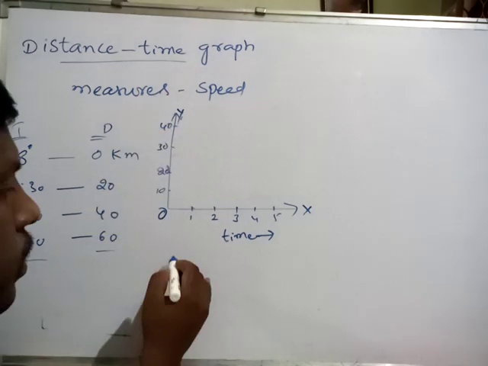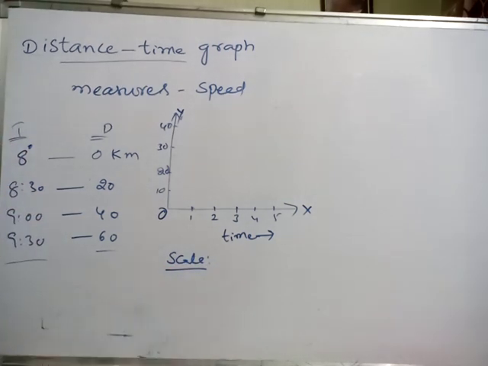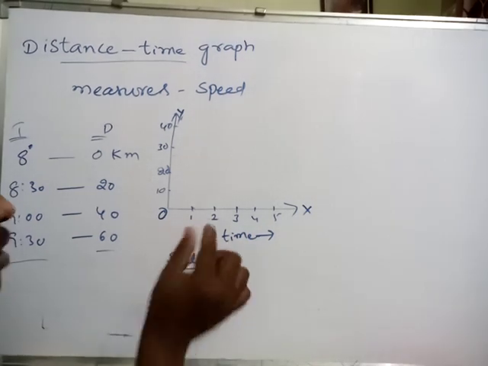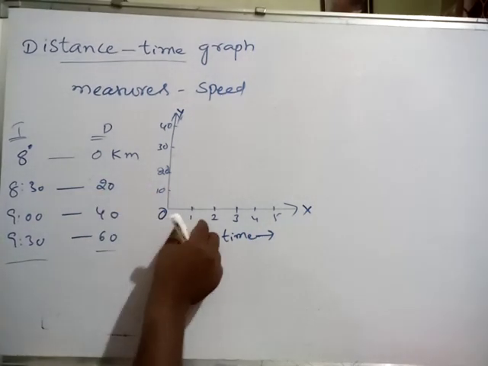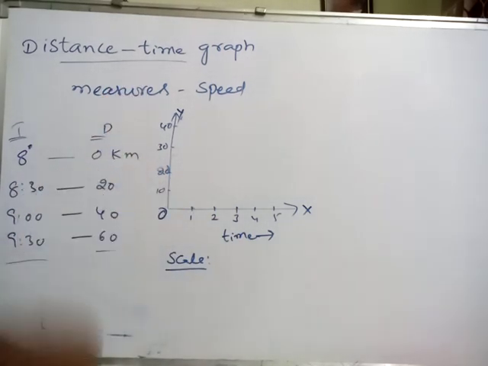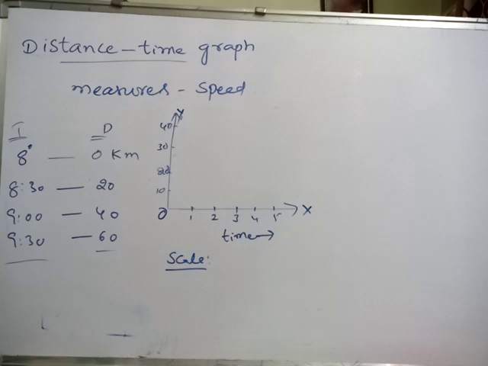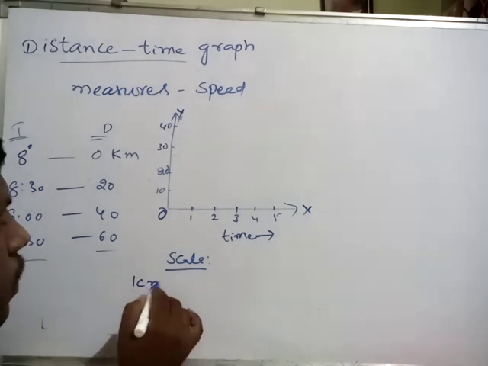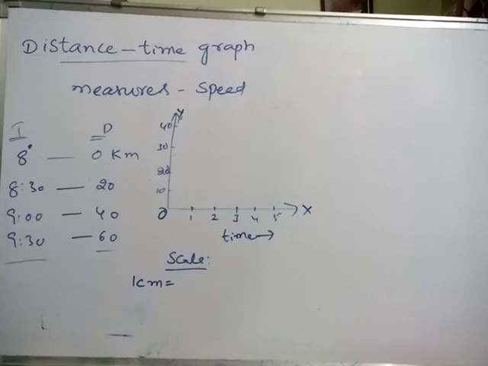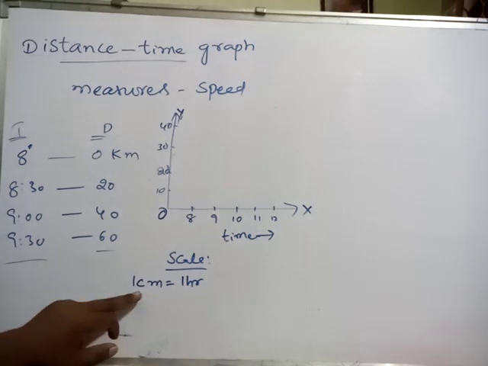Here the very important thing is scale. What is scale? Not that measuring scale. This scale means each one is of 1 centimeter. How we are taking 1 centimeter on the x-axis and 1 centimeter on the y-axis, that is what we call scale. Now I am considering time on the x-axis. So 1 centimeter I am considering as 1 hour. 1 hour I am considering as 1 centimeter.